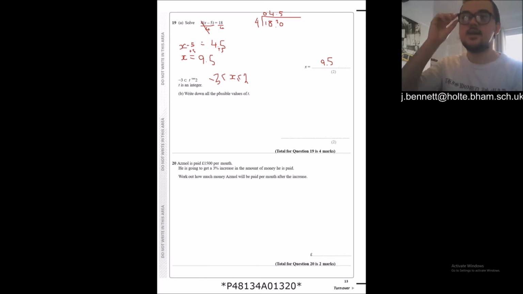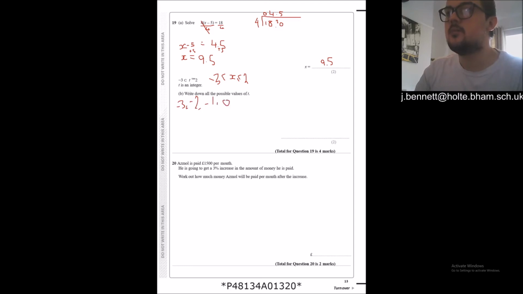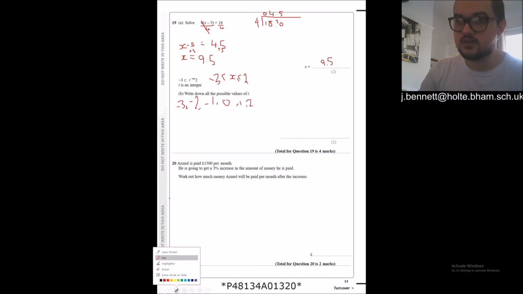So, if we're looking for numbers in between minus 3 and 2, let's write them all down. Minus 3, minus 2, minus 1, 0, 1, and 2. Minus 3 is less than x. It's not less than or equal to, it's just less than. We don't include the minus 3, so we cross out the 3. X is less than or equal to 2. It equals 2, so we leave it in.